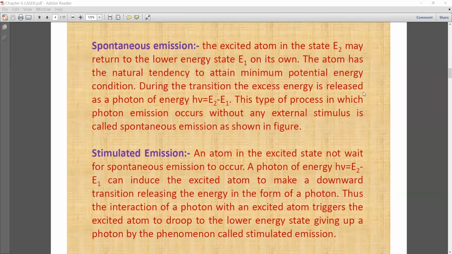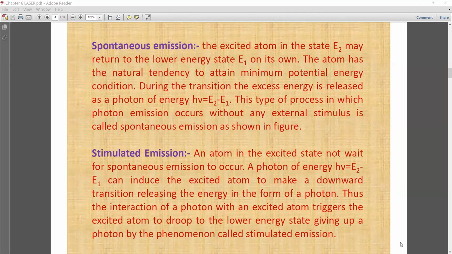Then next, spontaneous emission. Who will read? You can raise the hand, and you have to read this point. Spontaneous emission. Anyone, unmute yourself and you can read it. Arti. Yes, sir.